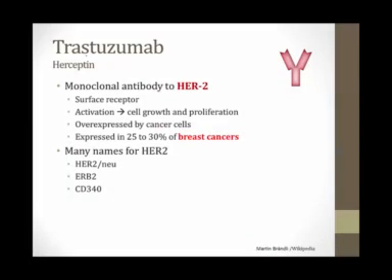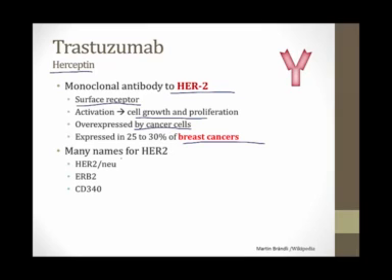Our next drug is trastuzumab, which most people call by its trade name Herceptin. Trastuzumab is a monoclonal antibody to HER2. HER2 is a surface receptor, and its activation leads to cell growth and proliferation. It's overexpressed by many cancer cells, and it's expressed in 25 to 30% of breast cancers. So this drug is often used in breast cancer.